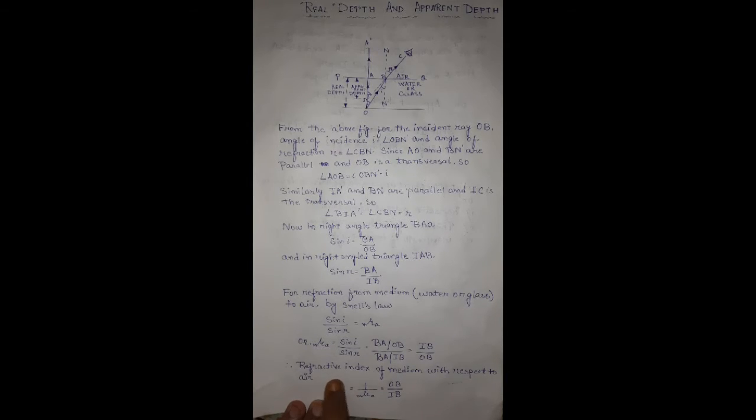Now, the refractive index of medium with respect to air. This was air with respect to medium. Now it is medium with respect to air. It will be just the reciprocal: 1 by the refractive index of air with respect to medium. This was IB by OB, so this will be OB by IB. Clear?